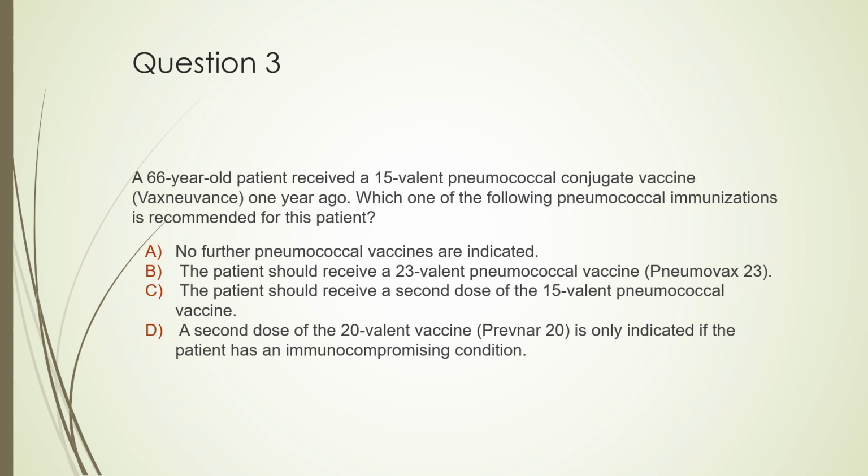The last question we have here is about a 66-year-old patient who received a 15-valent pneumococcal conjugate vaccine 1 year ago. Which one of the following pneumococcal immunizations is recommended for this patient? Pause now if you'd like. So this patient should receive a 23-valent pneumococcal vaccine, the Pneumovax 23, because they received the 15-valent one at the age of 65.